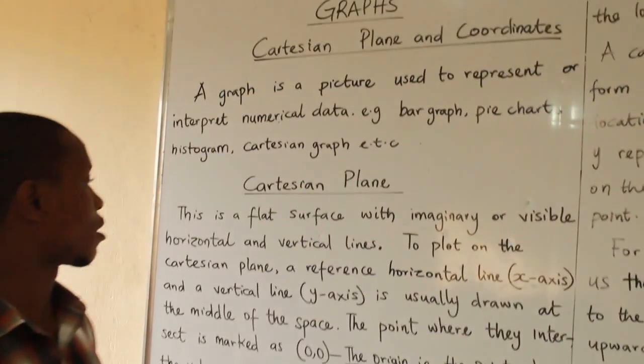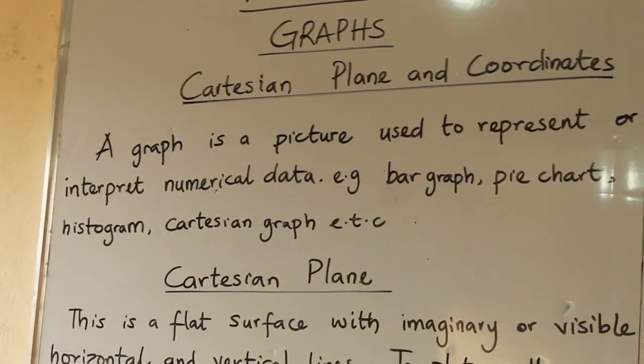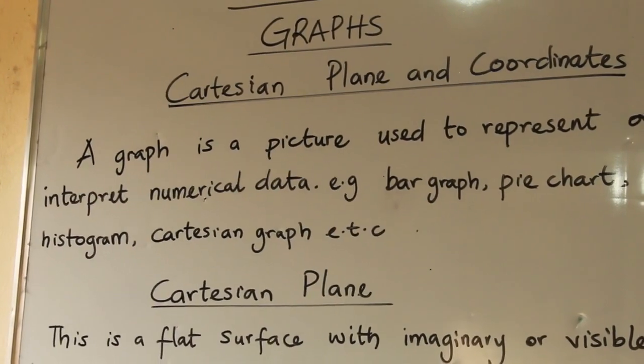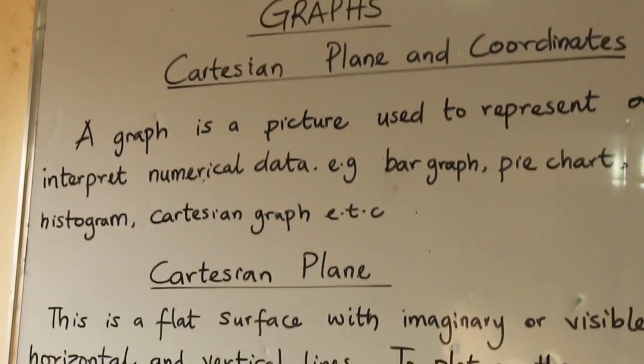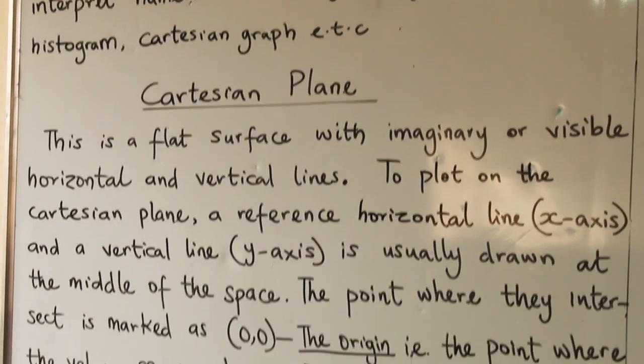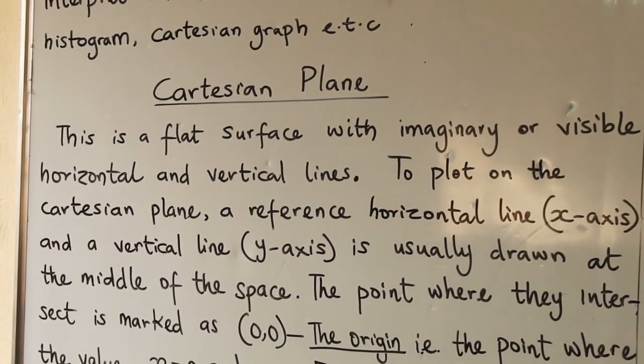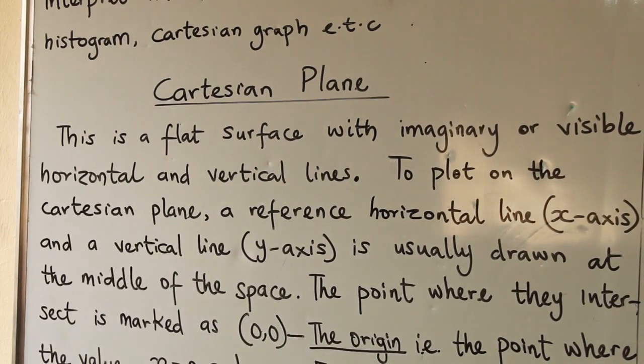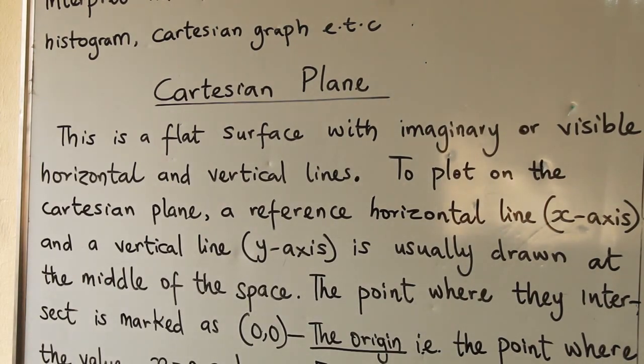Now, Cartesian plane. Cartesian graphs are plotted on Cartesian planes. What are Cartesian planes? Cartesian planes are flat surfaces with imaginary or visible horizontal and vertical lines. To plot on the Cartesian plane, a reference horizontal line and a reference vertical line are drawn to intersect. The horizontal line is called the x-axis, while the vertical line is called the y-axis.